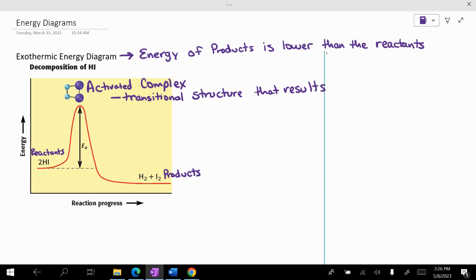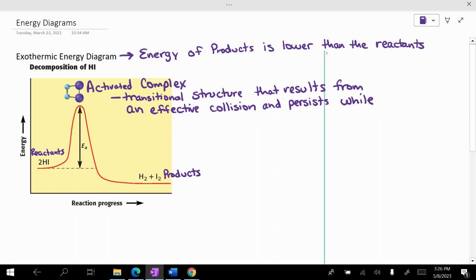This is a transitional structure that results from an effective collision and persists while old bonds are breaking and new bonds are forming.